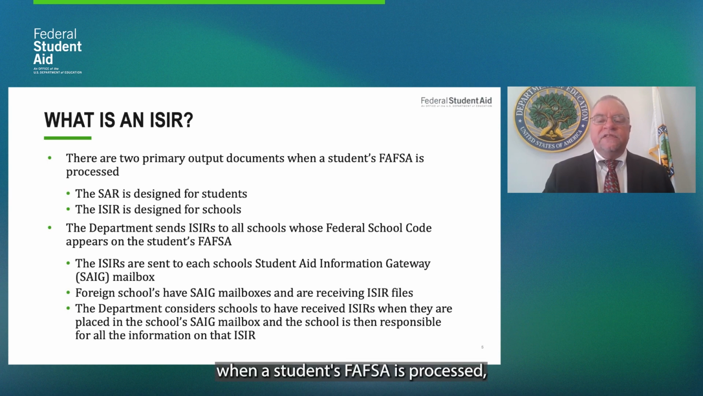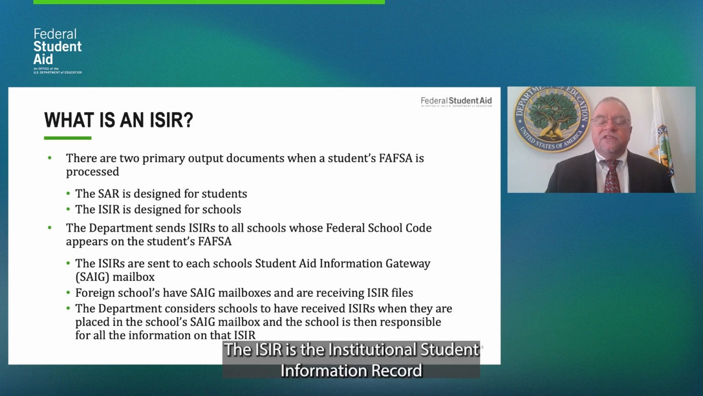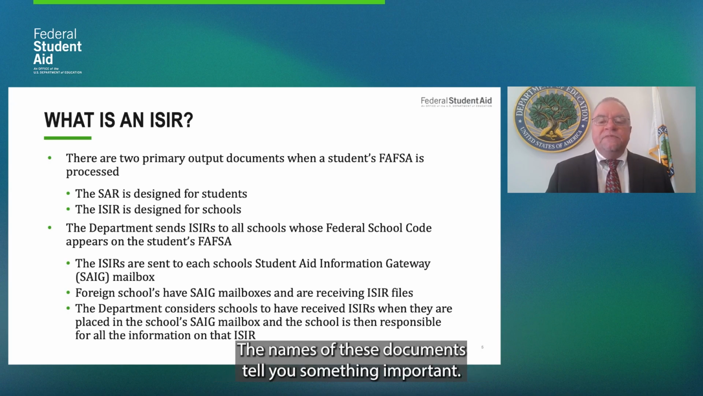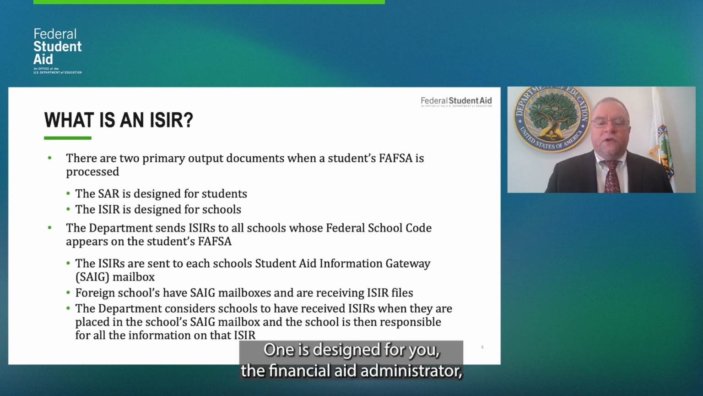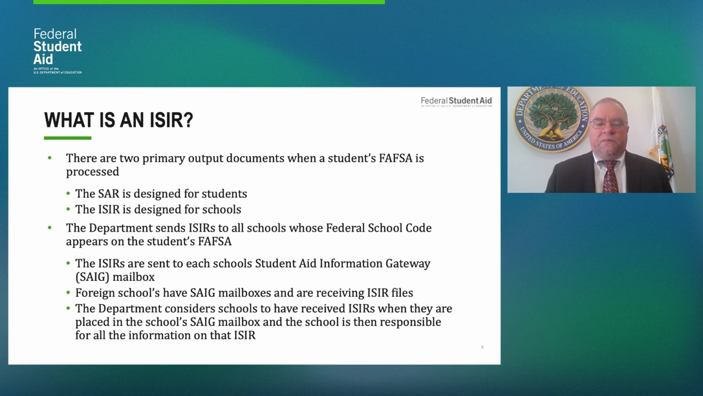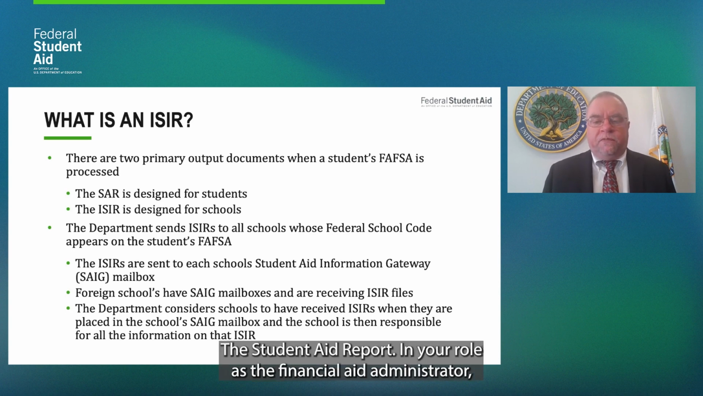When a student's FAFSA is processed, two primary output documents are produced, the ISIR and the SAR. The ISIR is the Institutional Student Information Record, and the SAR is the Student Aid Report. The names of these documents tell you something important. One is designed for you, the financial aid administrator, because it's the Institutional Information Record. The other is designed for students, the Student Aid Report.